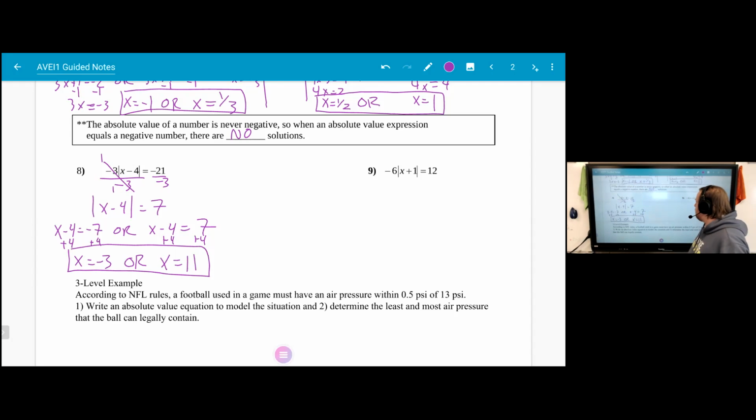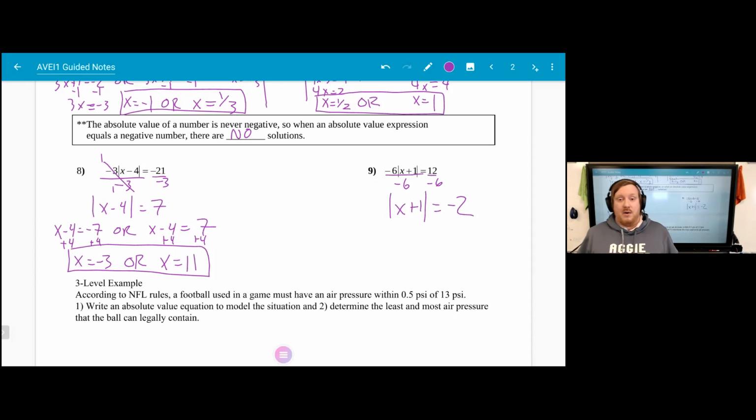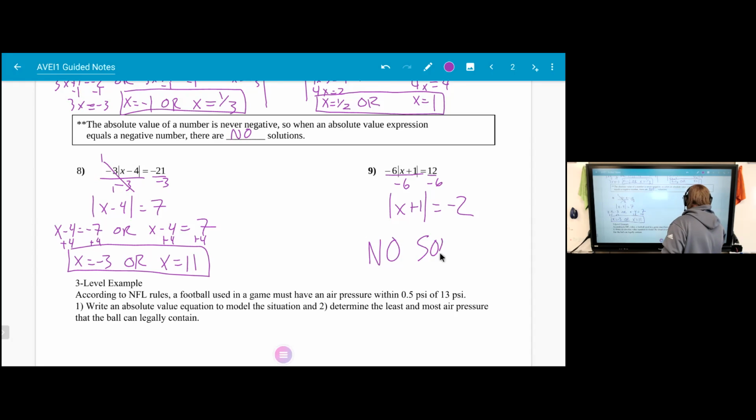Let's double check it. I have negative 6 times the absolute value of x plus 1 equals 12. Start out here by dividing both sides by negative 6, and I'd have the absolute value of x plus 1 equals negative 2. We've done that step one, right? We've isolated. It's the absolute value equals a number. If that number happens to be negative, I cannot take an absolute value and get a negative number. After you've isolated, if you get a negative number, this is no solution.